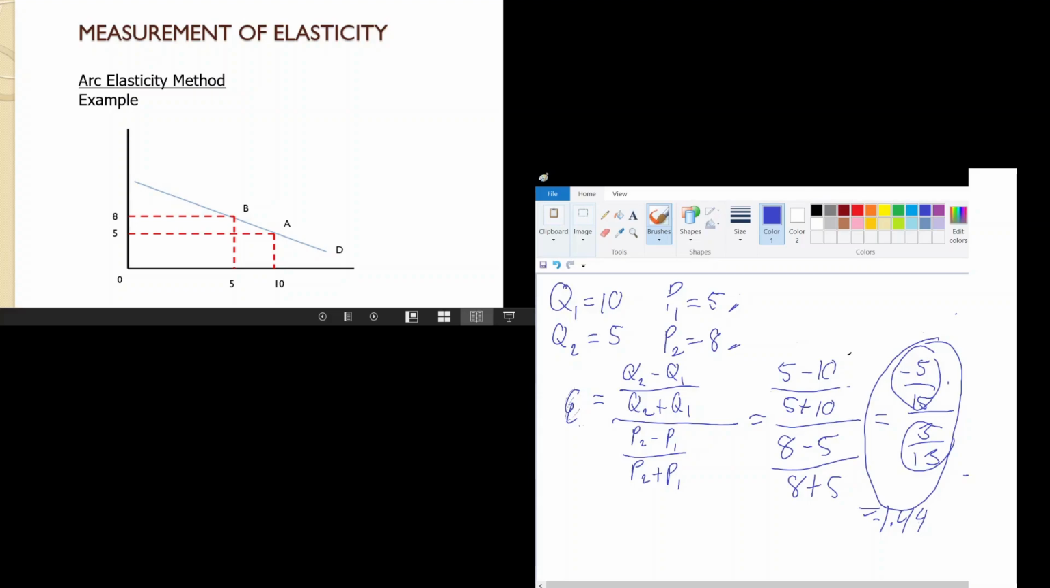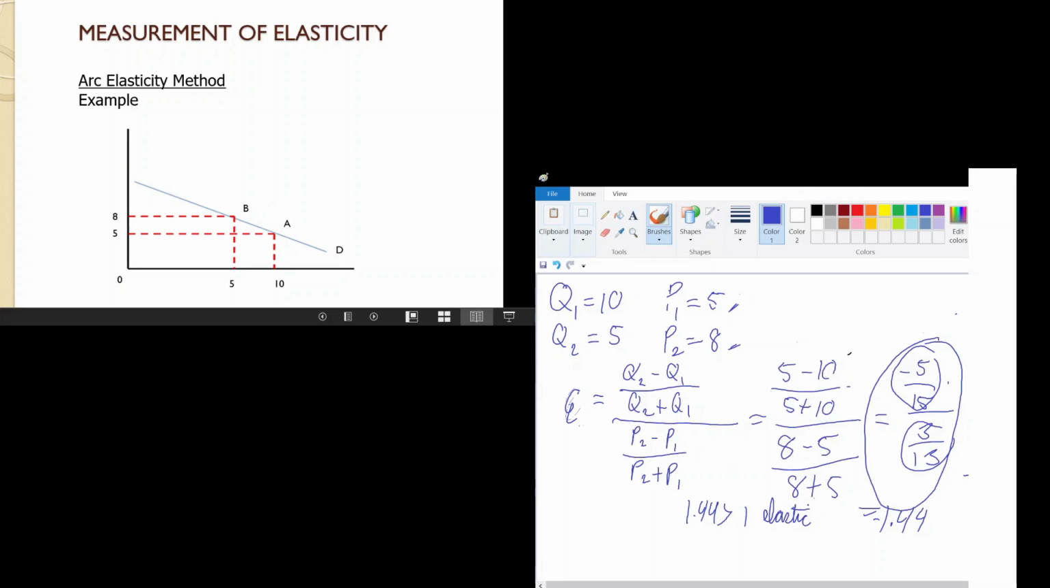So how will we interpret this value? Okay, so sabi natin we need to get the absolute value of the computed value. So the absolute value of negative 1.44 is positive 1.44. It is greater than 1, therefore this is elastic. Okay? And then how will we interpret it?